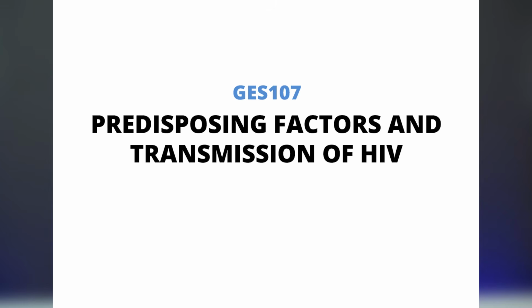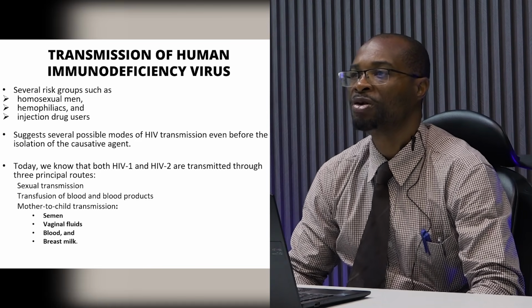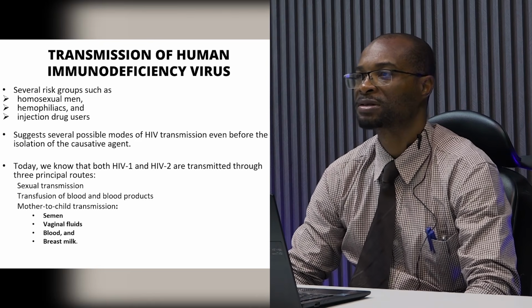Today, we shall be looking at the predisposing factors and transmission of HIV. The predisposing factors: what are some of the things that make people contract HIV? There are several risk groups. If you belong to this risk group, you want to think twice.